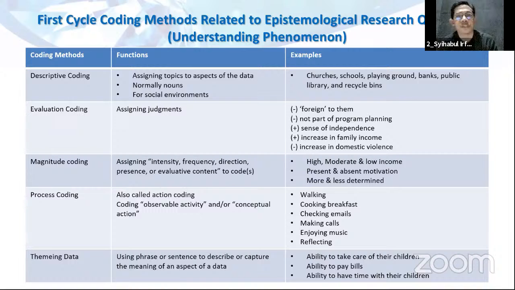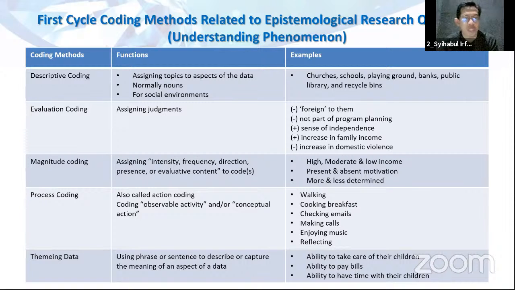First cycle coding methods related to the epistemological research question, understanding phenomenon. Descriptive coding for the epistemological research question. For example, we can code churches, schools, playground, banks, public library, and recycle bins, and so on and so forth. The function is to assign topics to aspects of the data, normally nouns, and also for the social environment.